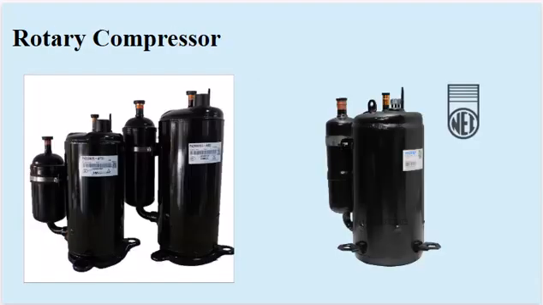Next up, let's look at the rotary compressor, a smooth operator in the world of refrigeration and air conditioning. This compressor uses a rotating mechanism to compress refrigerant gas. The key components are a cylinder, a rotor, and blades that rotate inside the cylinder to compress the gas efficiently. Why choose a rotary compressor? It's quieter and more compact than its reciprocating counterpart, making it ideal for medium to large air conditioning and refrigeration systems. If space and noise are concerns, the rotary compressor is a top pick.